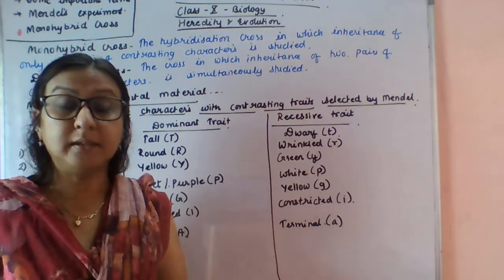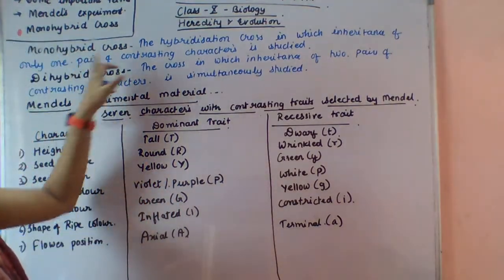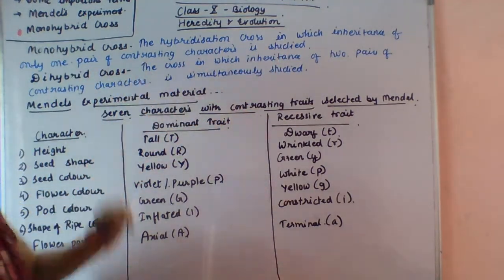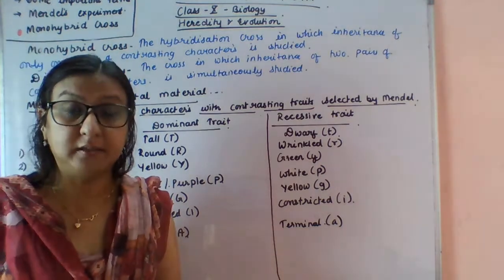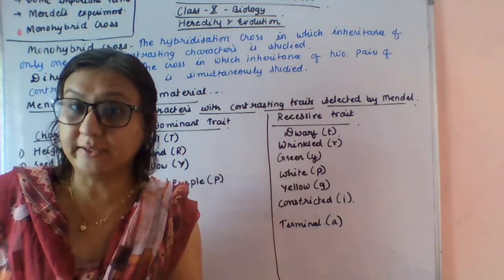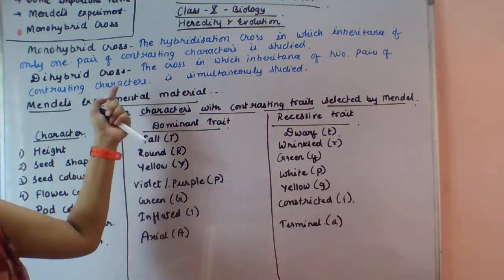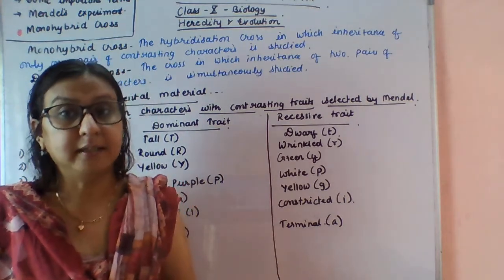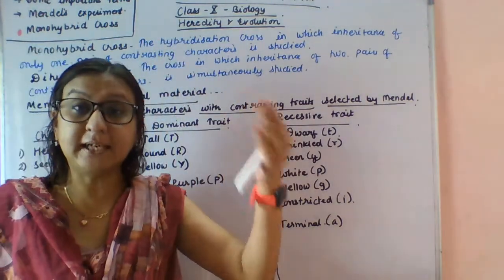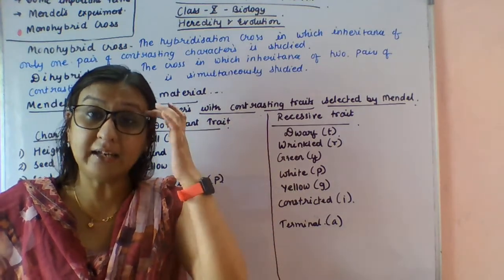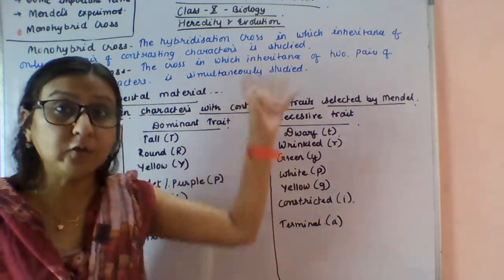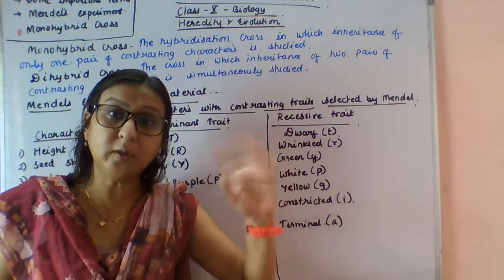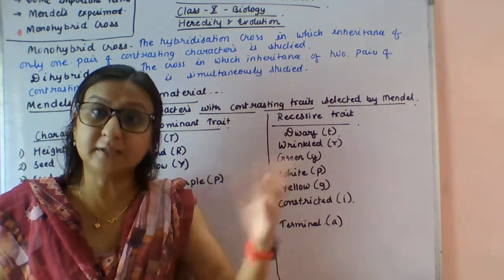So students, next the term is monohybrid cross. Monohybrid means the hybridization cross in which inheritance of only one pair of contrasting characters is studied. In a monohybrid cross, only one pair of contrasting characters is involved. And in a dihybrid cross, inheritance of two pairs of contrasting characters is simultaneously studied. I told you, you will learn all these terms when I explain the cross. Now just go through the definitions, and after I explain both the crosses, go through all these terms again, then only you can understand.